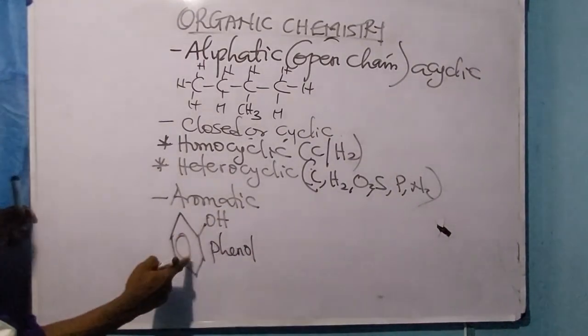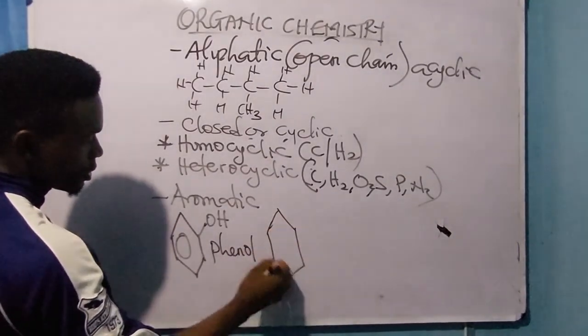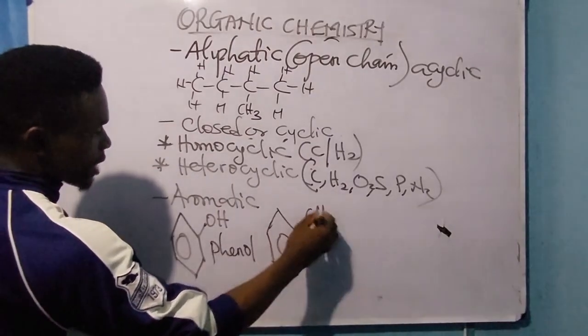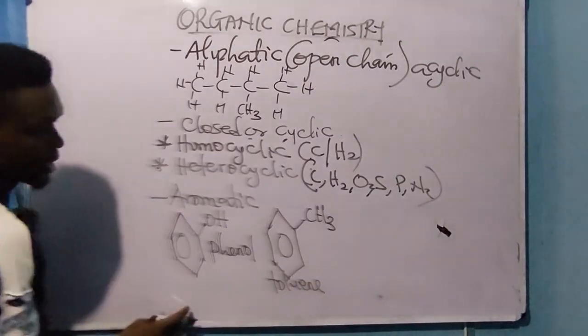If OH is attached to a benzene ring, it is called what? A phenol. But if CH3 is attached to a benzene ring, it is called what? A toluene. Alright, take note of that.